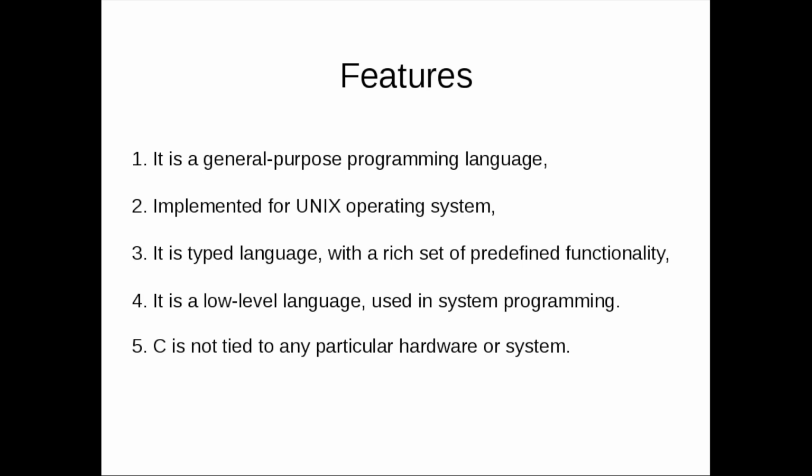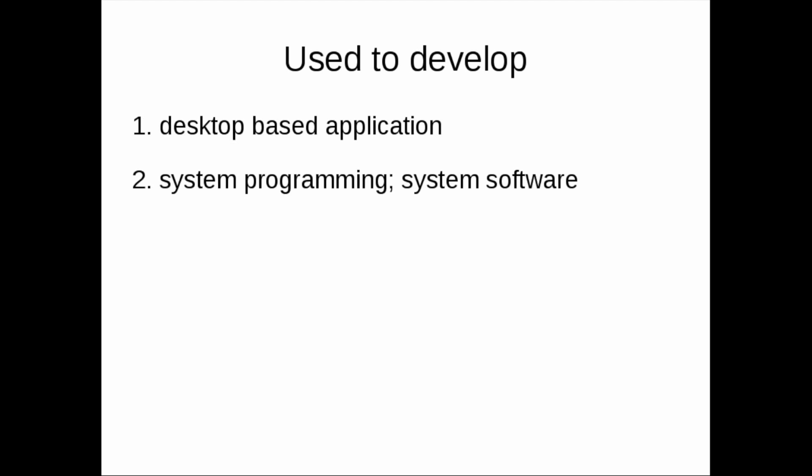And at the last, we will see the different domains or areas where the C language can be used to develop applications or software. So where is C used to develop different applications? The first, C is used to develop any type of desktop based application. Secondly, C is used for system programming to develop different system software which is specific to an operating system.